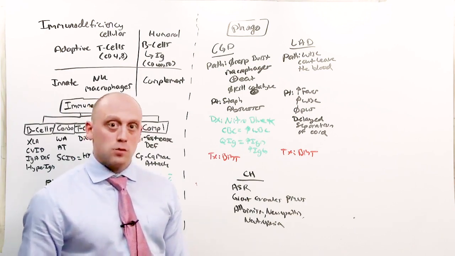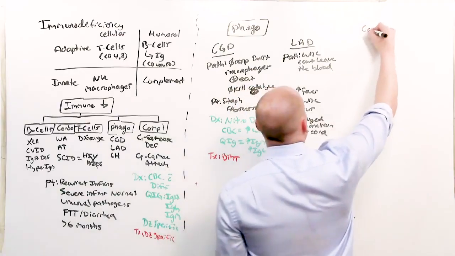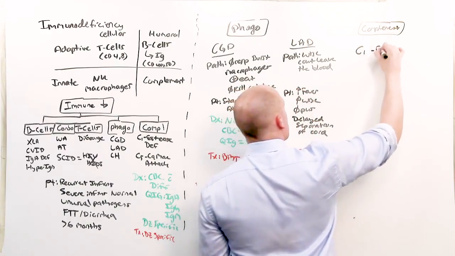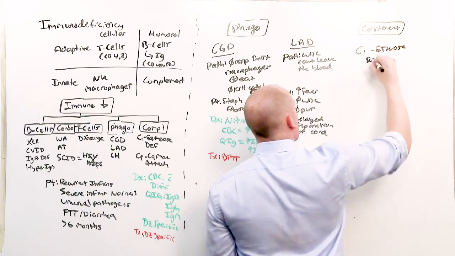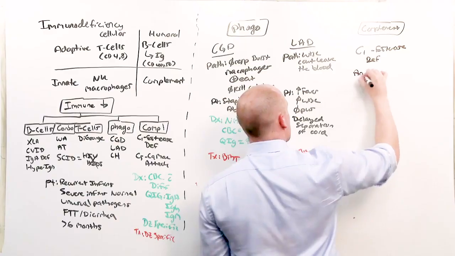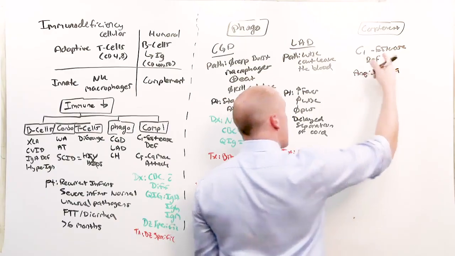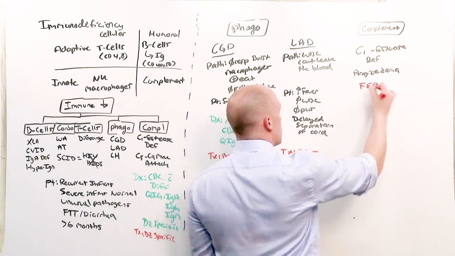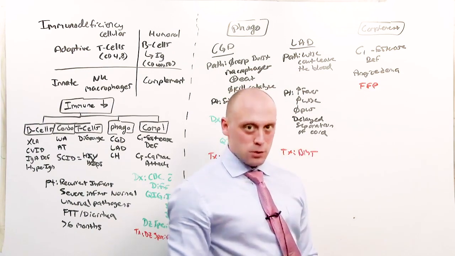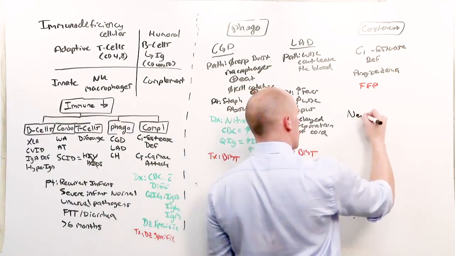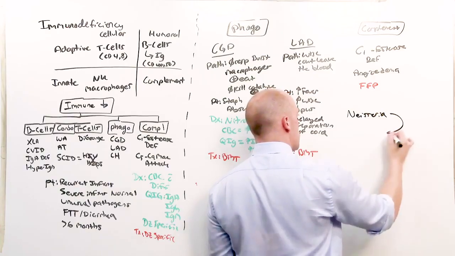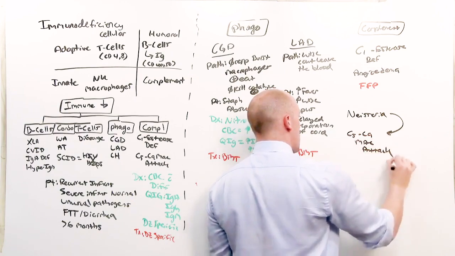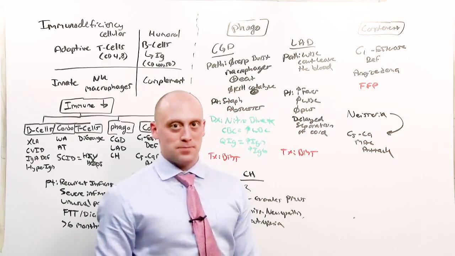We're going to finish this lecture with complement. What you need to know about complement deficiencies is very limited. I want you to link C1 esterase deficiency with spontaneous non-drug-related angioedema. If you have C1 esterase deficiency and someone develops angioedema, give them FFP. And if someone has an infection with Neisseria, you see Neisseria, you pick C5, C9 MAC attack. You do not have to know anything about that other than Neisseria, C5, C9.